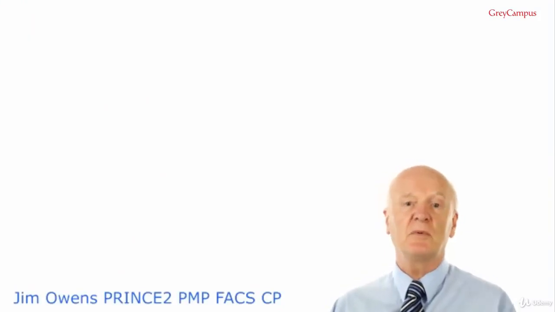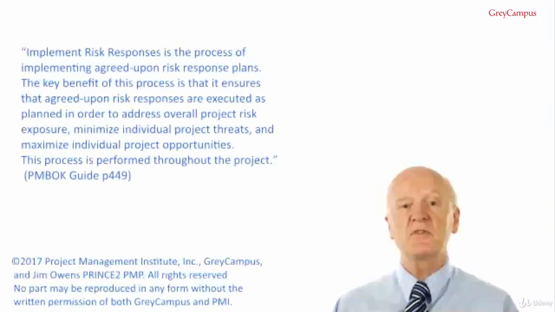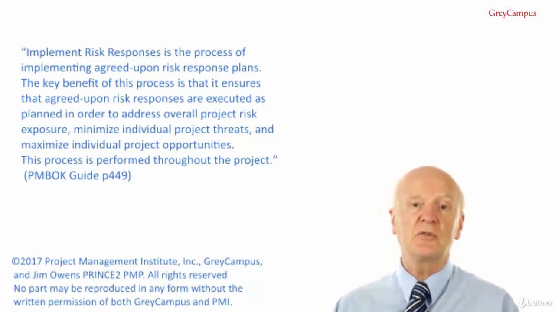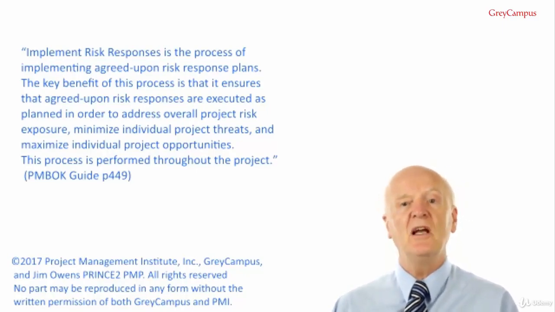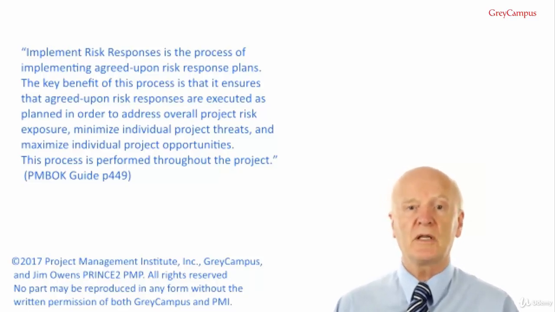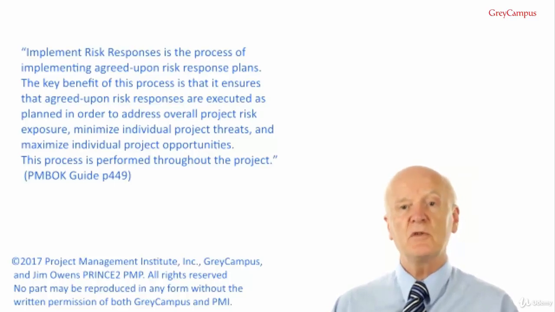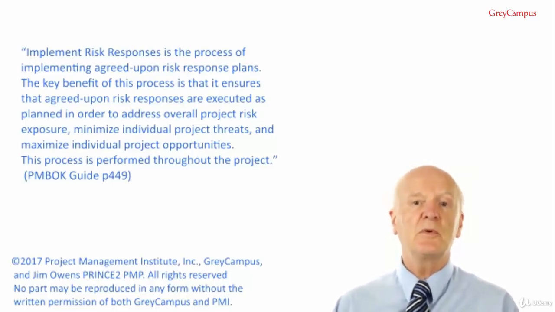11.6 Implement risk responses. Implement risk responses is the process of implementing agreed upon risk response plans. The key benefit of this process is that it ensures that agreed upon risk responses are executed as planned in order to address overall project risk exposure, minimize individual project threats and maximize individual project opportunities. This process is performed throughout the project, as from PMBOK Guide page 449.